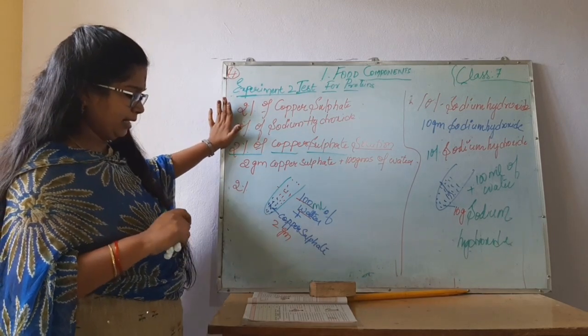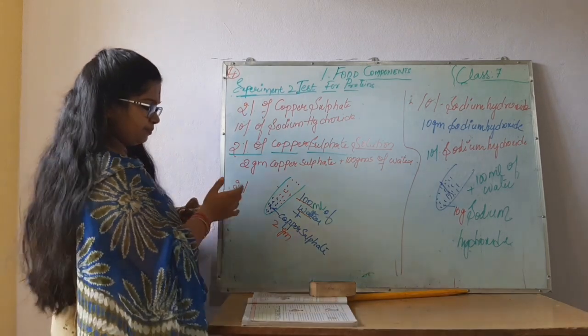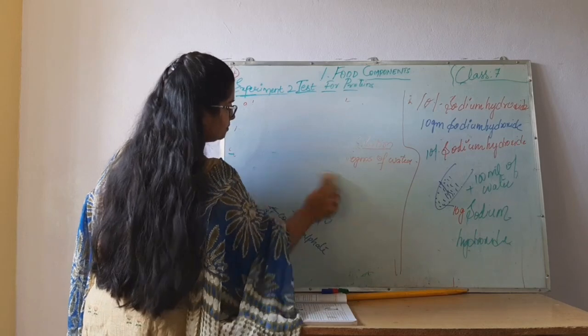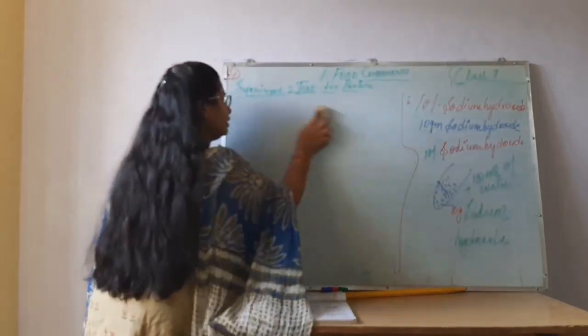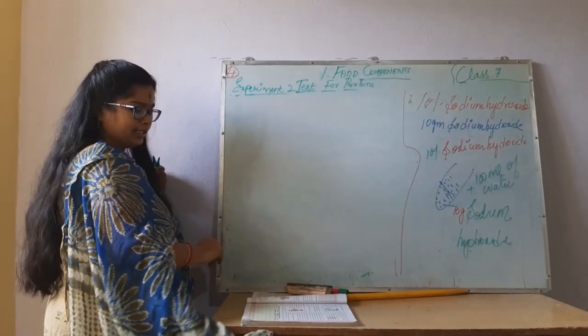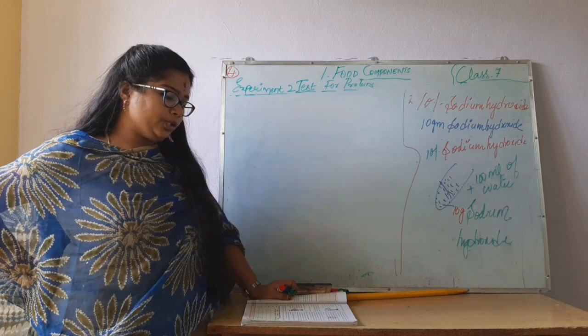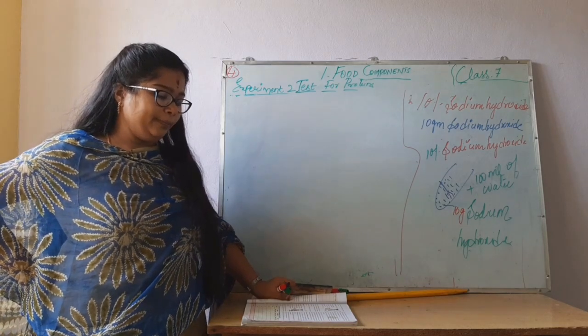Then this is prepared, isn't it? This is prepared. Now, after preparing this, take any food item. See here it is given. If the substance you wish to test is a solid, grind it into a powder or a paste.